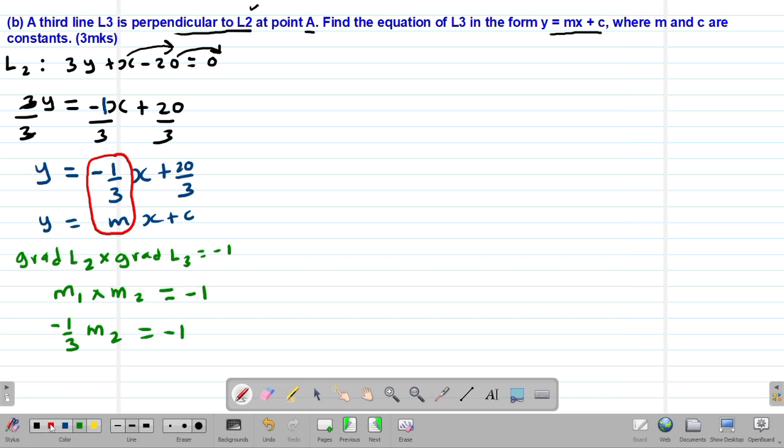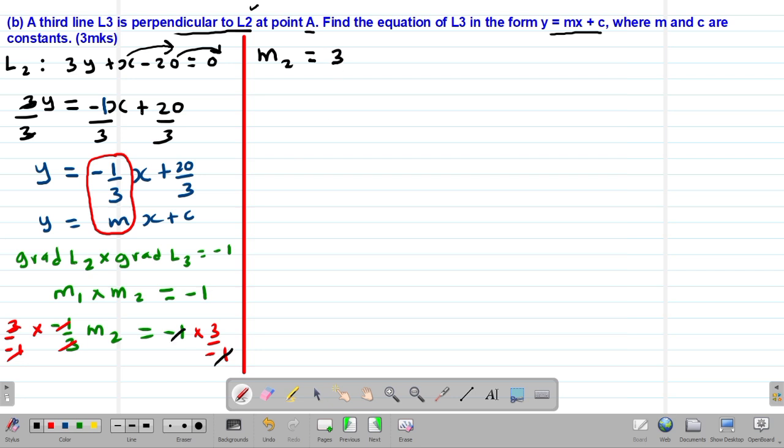Therefore, if I multiply through with the reciprocal, which is of course 3 divided by -1. So multiplied by 3 divided by -1. So of course -1 will cancel out, 3 and 3 will also cancel out. So I'm going to remain with the gradient of L3, which is actually m2, being given by the following. So it means that m2 will actually be given by -1, and -1 will cancel out. So the gradient will be +3. So remember, this is the gradient for the line L3.